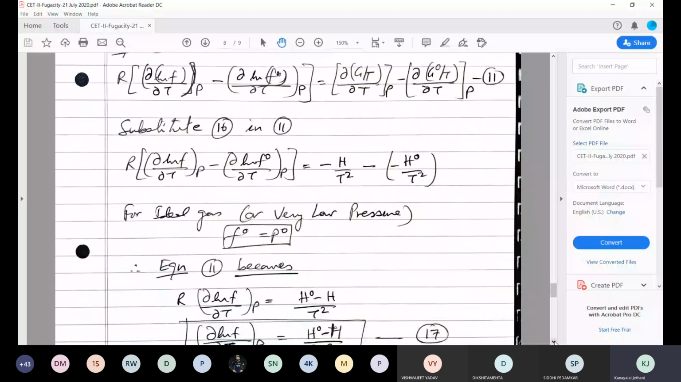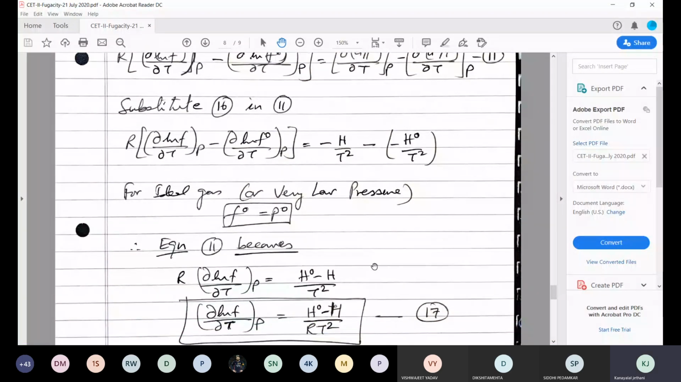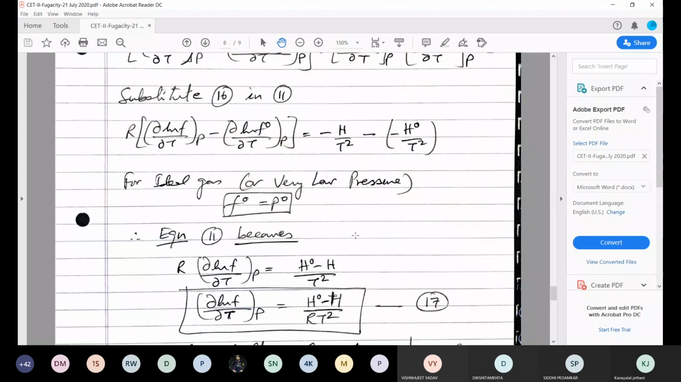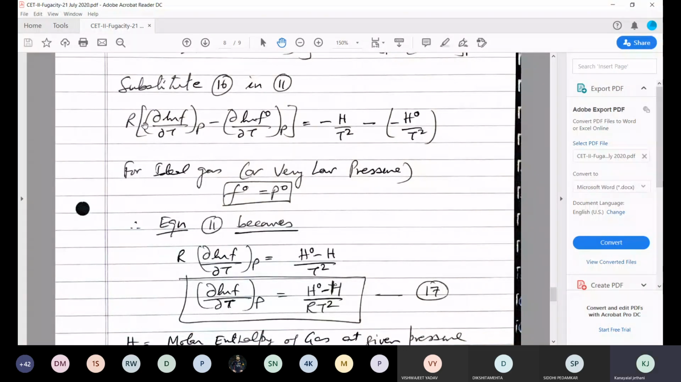So for ideal gases at very low pressure f0 is equal to p0. So equation 11 becomes, or this equation will become, because f0 is equal to p0, right? यहाँ पर p0 आएगा, so what we get is R ∂ln f/∂T at constant pressure is equal to H0 हो जाएगा plus minus H upon T square, and this term will become 0 at low pressure because there is no effect of temperature.